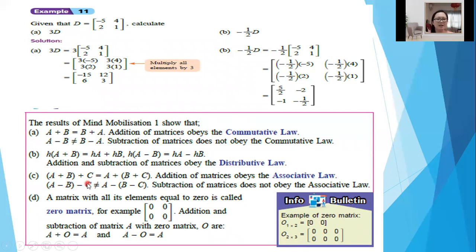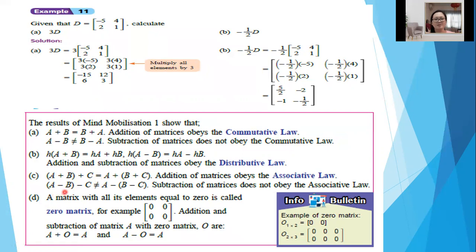(A plus B) plus C equals A plus (B plus C). Okay, so you see the difference for the bracket. It means we add A and B first, only then we add in C. In this situation, we add B plus C first. After that, we add with A. But we still get the same answer. So addition of matrices obeys the associative law.